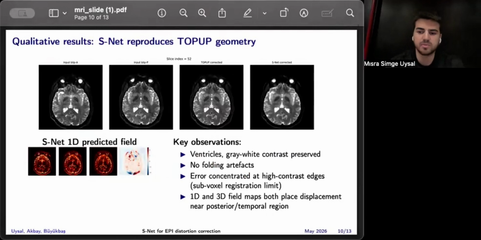Qualitatively, SNet reproduces TOPUP-like geometry. The corrected images preserve ventricular structure and gray-white contrast, and we do not observe folding artifacts. The residual errors are mostly concentrated around high-contrast edges, such as cortex, ventricles, and the eye region. This is consistent with subvoxel registration disagreement rather than a complete correction failure. The predicted displacement field is spatially structured, not random. In this single-subject example, the 1D and 3D variants behave similarly, so we cannot claim a strong qualitative advantage for either one. A multi-subject study will be needed for that.